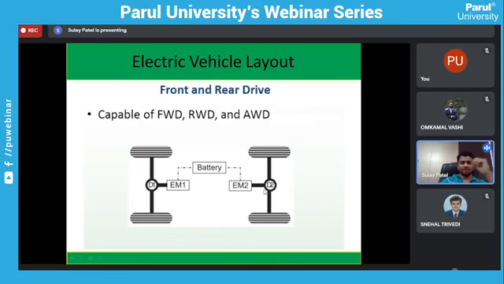Then front and rear wheel drive. Here they have split the electric motors. For the front wheels there is a separate electric motor. For the rear wheels there is a separate electric motor, but the power is supplied from the central battery available over here. So this is capable of front wheel drive, rear wheel drive, as well as all wheel drive. If we require front wheel drive, then this system is switched off. If we require rear wheel drive, then this system is switched off. And if we require all wheel drive, then both systems are switched on.